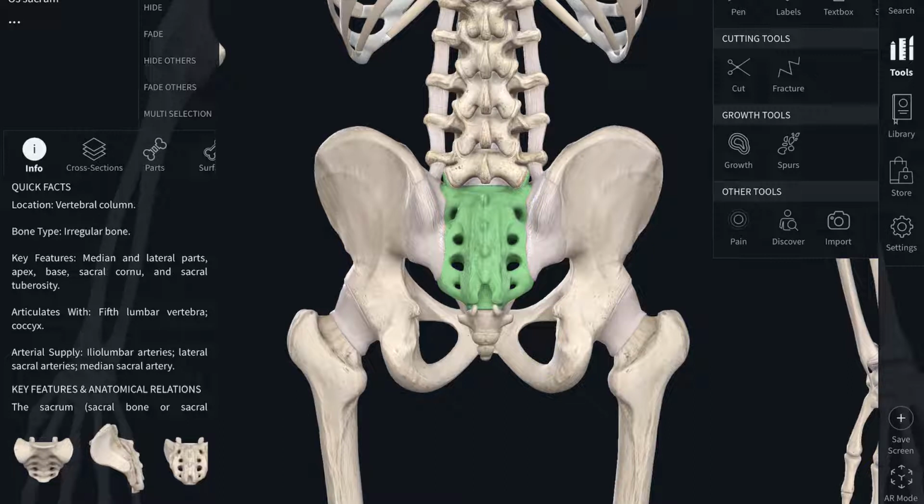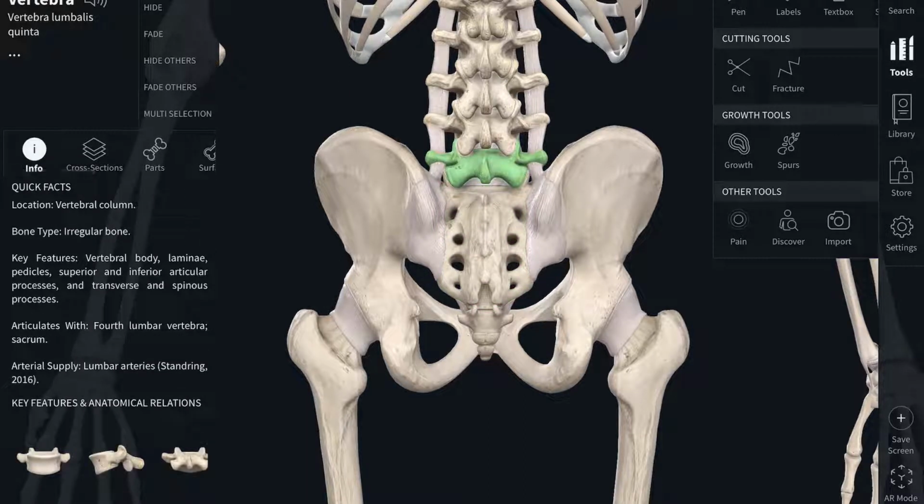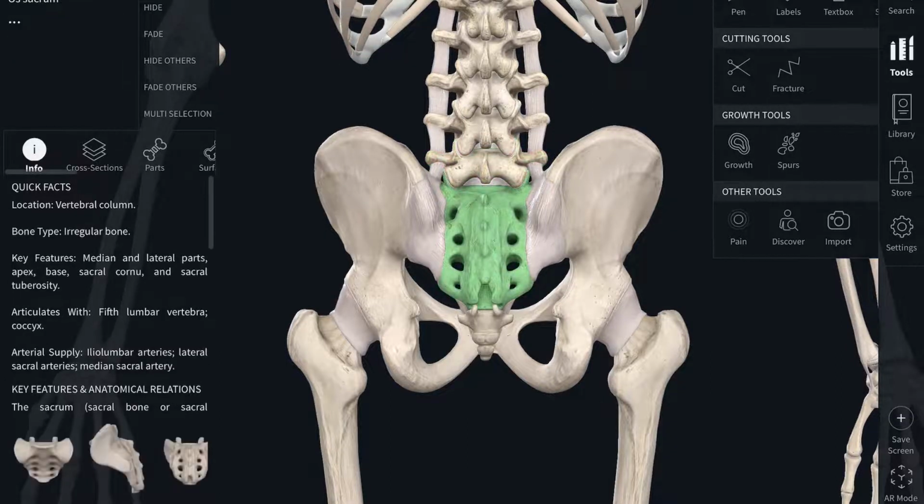Superiorly, the sacrum articulates with the fifth lumbar vertebra. In some cases, a person can have an extra lumbar vertebra and one less sacral vertebra. This is usually because the first vertebra of the sacrum is not fully fused, and this is called lumbarization of the sacrum. And in some cases, an individual can have an extra sacral vertebra and one less lumbar vertebra, called sacralization of the lumbar region.